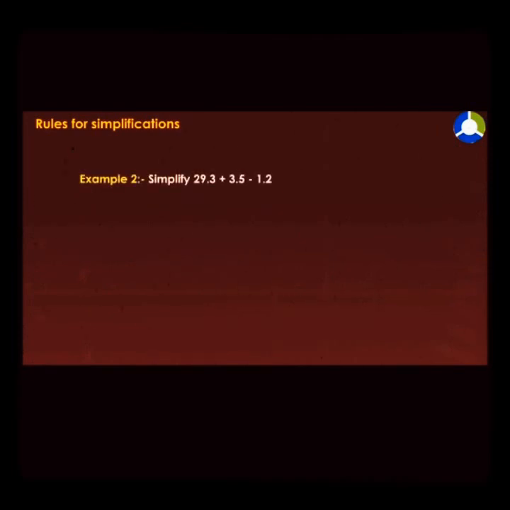2. Simplify 29.3 plus 3.5 minus 1.2. Add 29.3 plus 3.5, which is 32.8. Then subtract 32.8 minus 1.2, which is 31.6. Therefore, 29.3 plus 3.5 minus 1.2 equals 31.6.